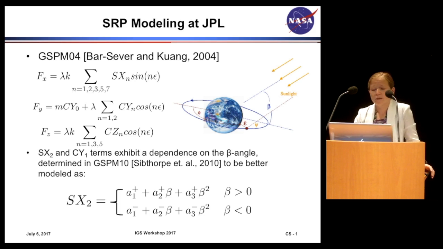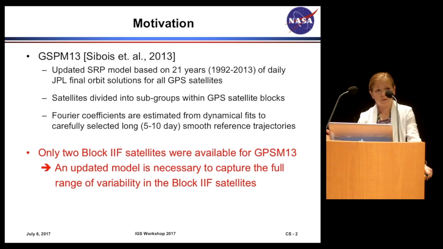Our current model is GSPM13, which was a complete reprocessing based on 21 years of JPL final orbit data for all satellite blocks. One set of Fourier coefficients is estimated per satellite block. The main innovation in this model was that the satellites were divided into subgroups within each orbit block. It's observed that you actually have variability among the different GPS satellites within the block, so this allows the model to adapt to that inner block variability.